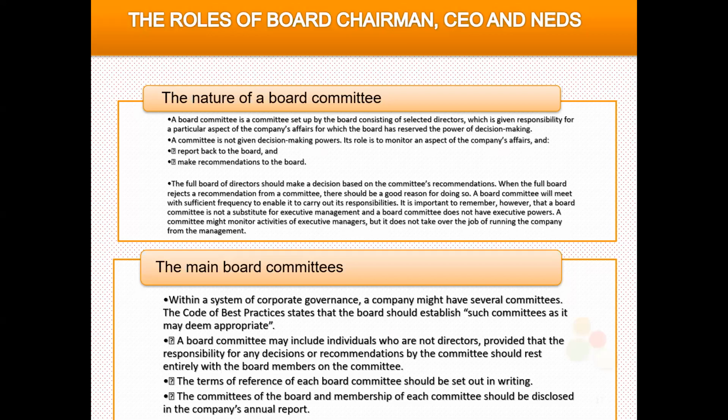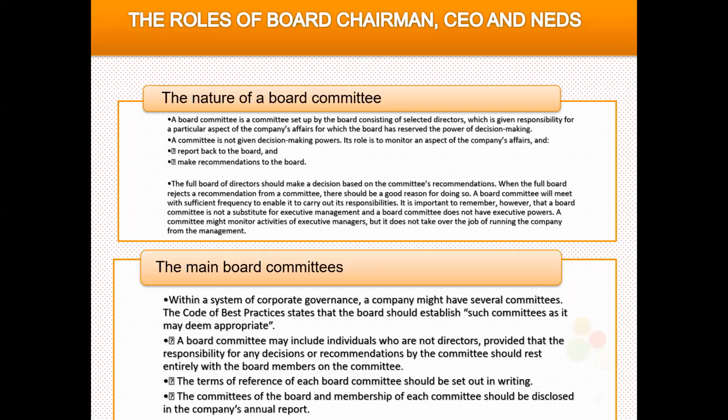A committee is not given decision-making powers. So what are they given? Remember the twin roles we talked about, right? The twin roles, decision-making and monitoring. The committee is given monitoring powers. Its role is to monitor an aspect of the company's affairs and report back to the board and make recommendations to the board. They are not given decision-making powers. The full board of directors should make a decision based on the committee's recommendations. When the full board rejects a recommendation from a committee, there should be a good reason for doing so.